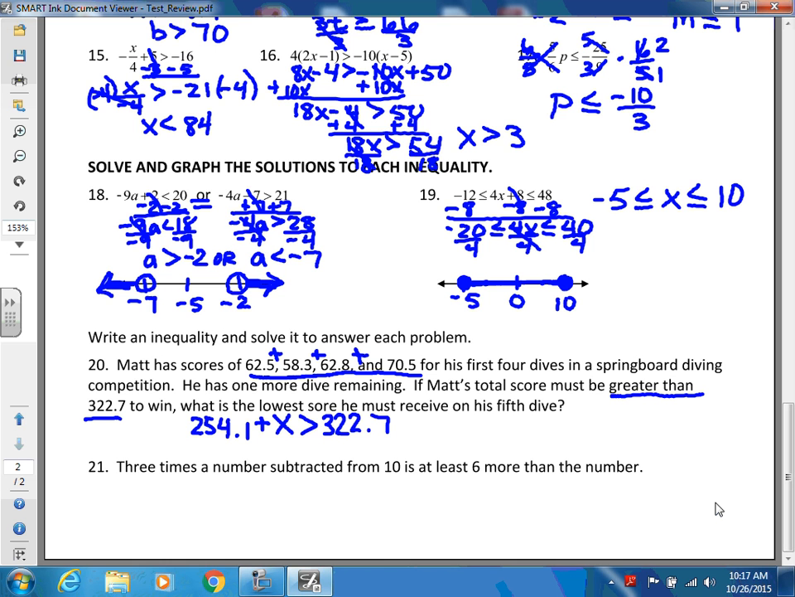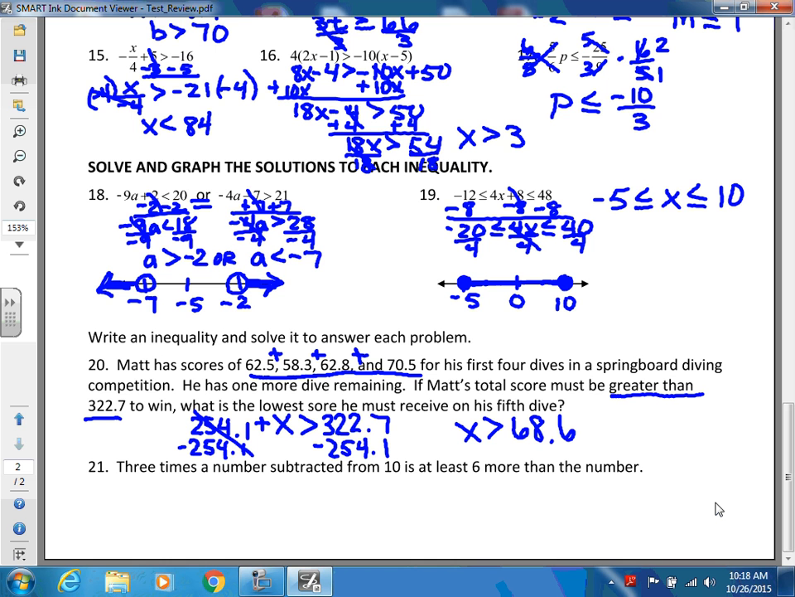Can't be equal, but it's got to be greater. So you have just set yourself up a one-step inequality. That's not that difficult to solve. You want to subtract your 254.1 from both sides, and now you're going to get x is greater than 68.6. So he can't score a 68.6. He has to get bigger than a 68.6 or he does not win.